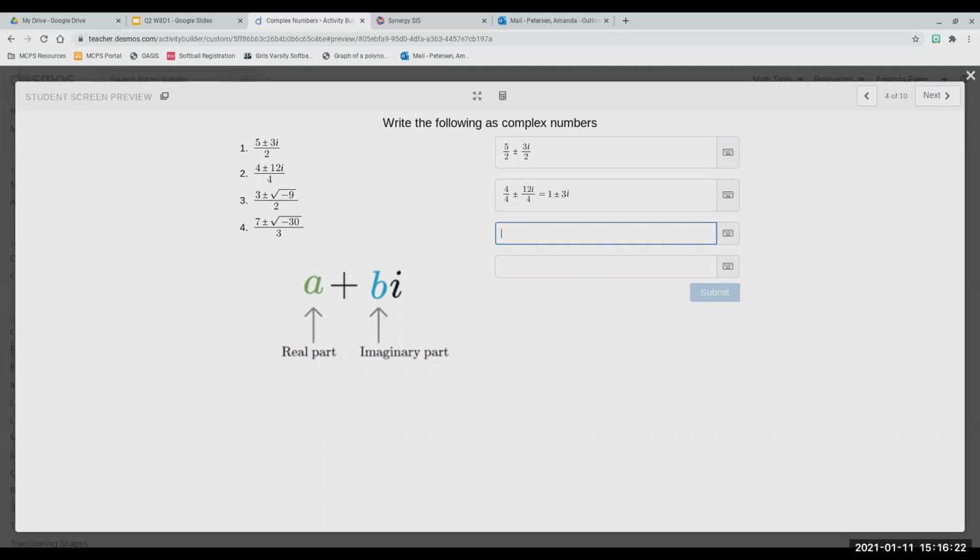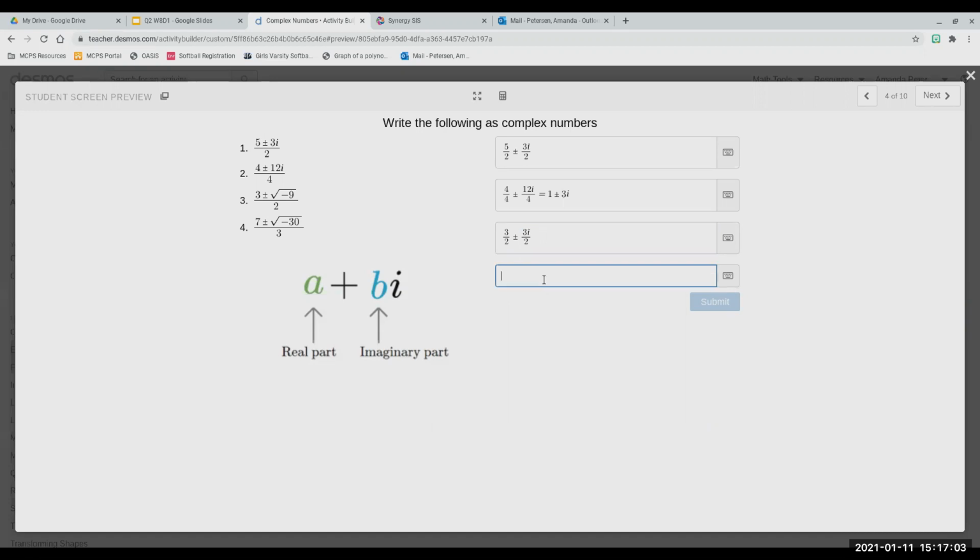All right, on to number 3. 3 divided by 2 plus or minus. Because we are now wiser, we can no longer leave this as the square root of -9. We're going to change it to the square root of 9 times the square root of -1. Using what we know about imaginary numbers, the square root of -1 is i, and the square root of 9 is 3. So your final answer here is 3 divided by 2 plus or minus 3i divided by 2.